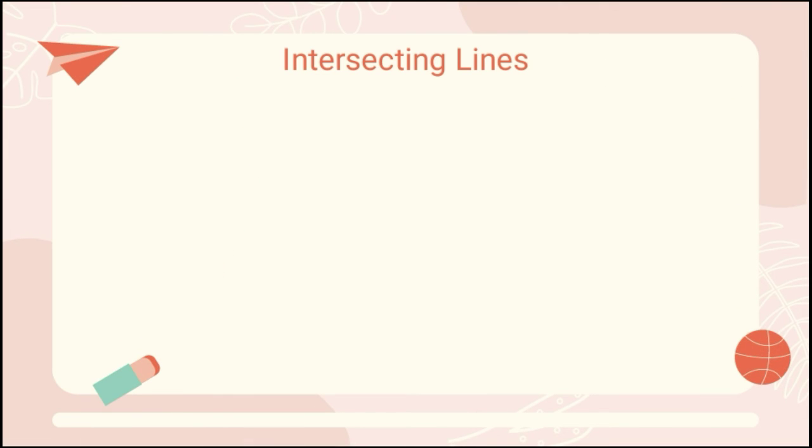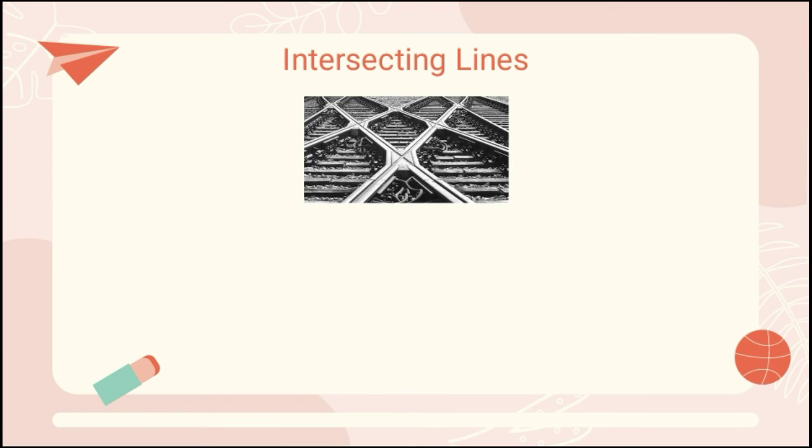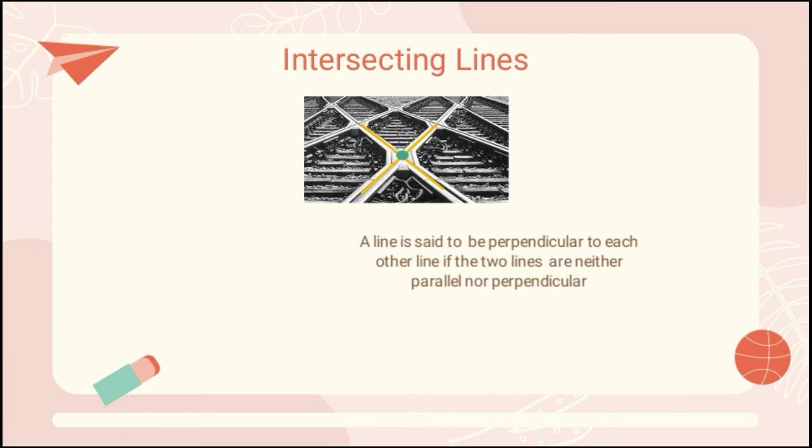Intersecting lines. Look at the rail. We can see the two lines meet at some point. Two lines are said to be intersecting if they are neither parallel nor perpendicular. They are going to meet each other and they don't form a right angle.